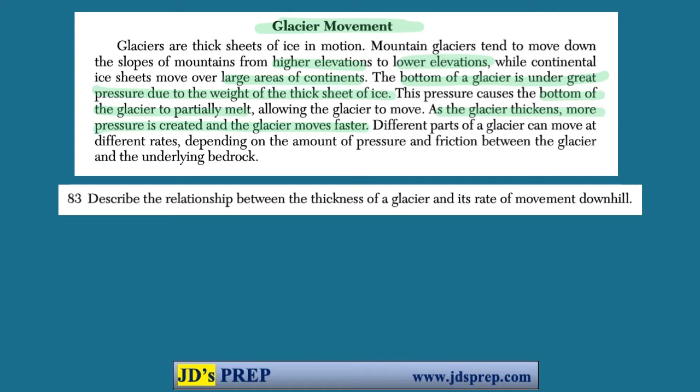Our first question is essentially just a reading comprehension question from this blurb. Describe the relationship between the thickness of a glacier and its rate of movement downhill. We have been told up here that as the glacier thickens, more pressure is created and the glacier moves faster. So the thicker a glacier, the faster that rate of movement.